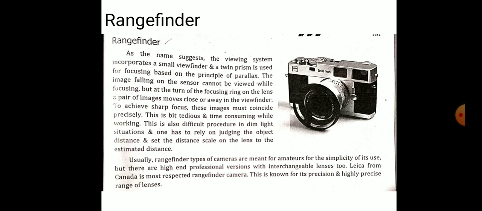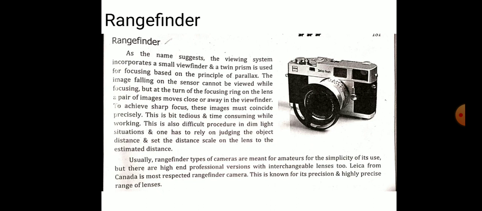This is also a difficult procedure in dim light situations, and one has to rely on judging the object distance and set the distance scale on the lens to the estimated distance. Usually rangefinder types of cameras are meant for amateurs for the simplicity of their use, but there are high end professional versions with interchangeable lenses too. Leica from Canada is the most respected rangefinder camera. Leica is basically a brand, known for its precision and highly precise range of lenses.